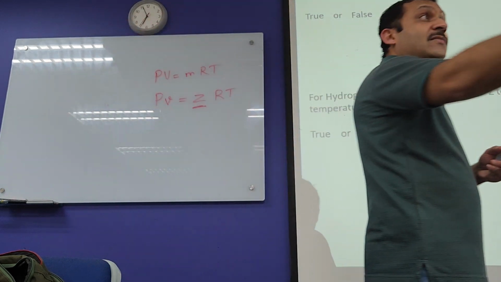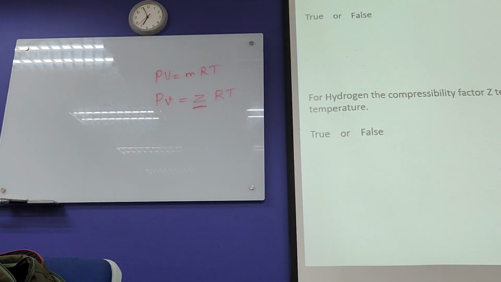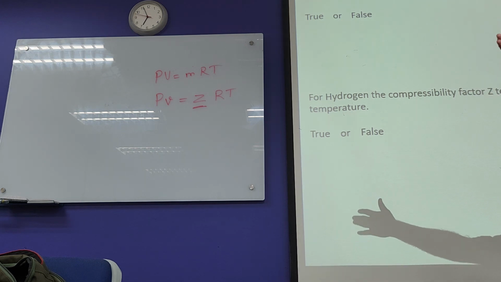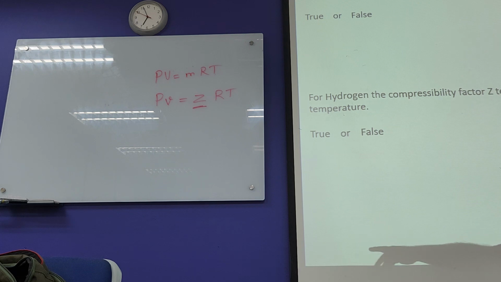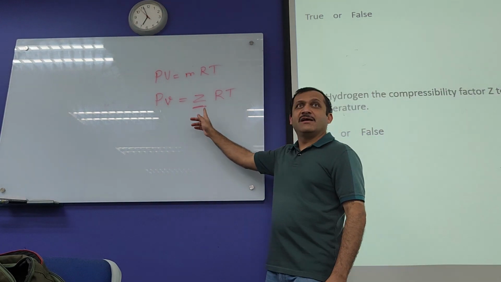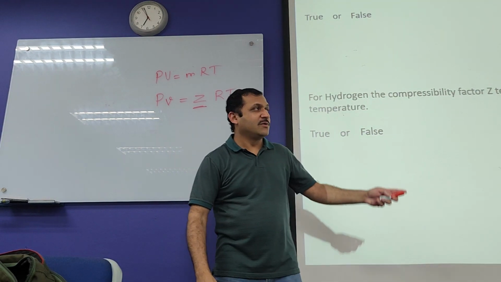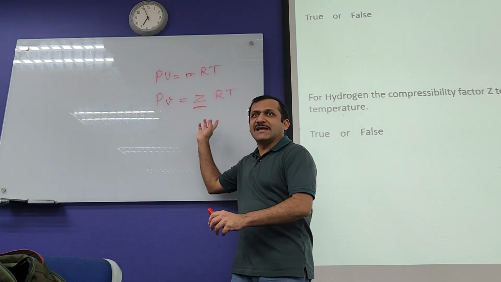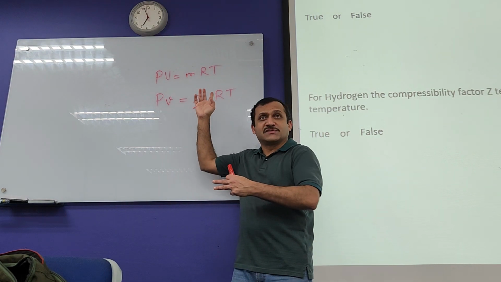So, real gases occupy volume. Real gases interact with each other, the molecules, and hence they are going to deviate from ideal behavior. Now, how far away they will deviate is given by Z. So I hope everyone understands that. That's just a quick revision of things that you have studied in the past.